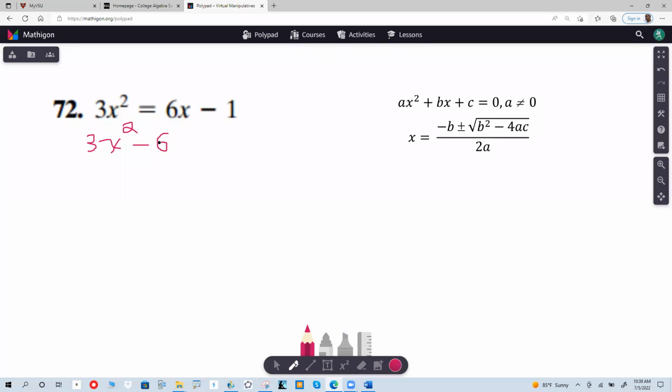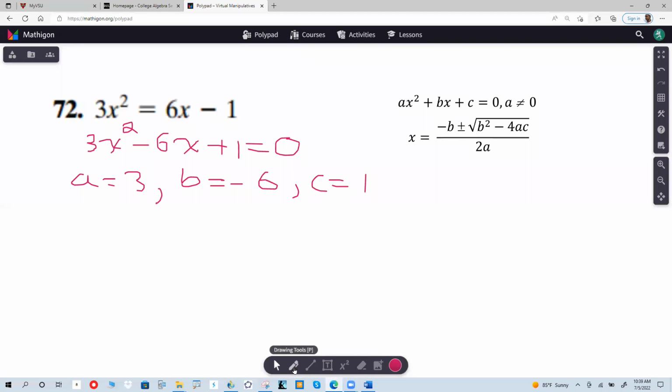This becomes minus 6x. It's moving from left to right. Minus 1 becomes plus 1. Nothing is on the right-hand side, it's 0. My A is 3, B is negative 6, and the sign is very important, guys. C is 1. Now I'm going to apply the formula that I have here.